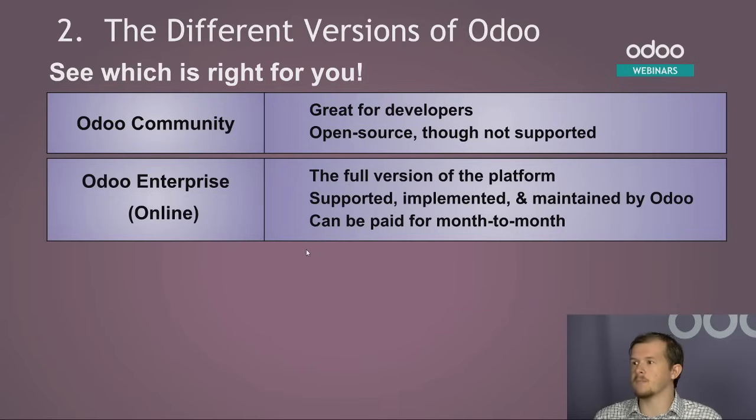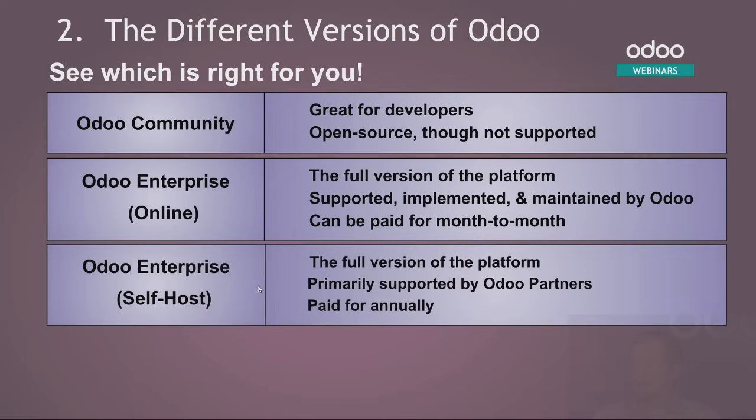Next, we have Odoo Enterprise. This is what I sell, and this is the online version where you pay either a monthly or yearly cost. It gives you the full version of the platform. It's fully supported and maintained by us, and you can pay month to month or year to year. The real value is that there are a lot of things in Odoo Enterprise that aren't included in Community. The top two are accounting, which is a much fuller version, and manufacturing, also a fuller version. We also have a mobile app for Odoo Enterprise.